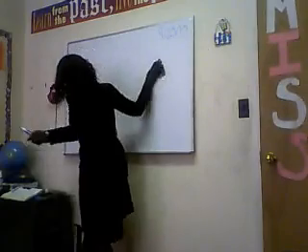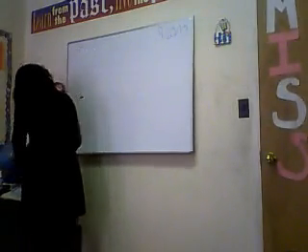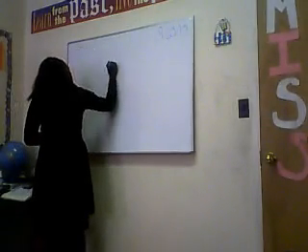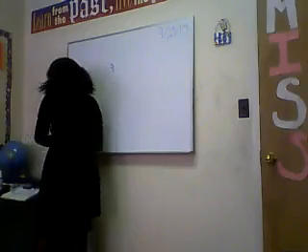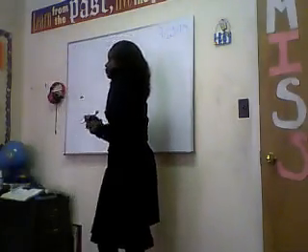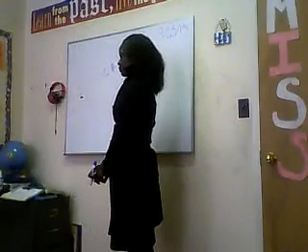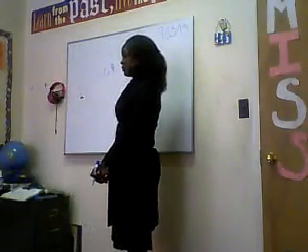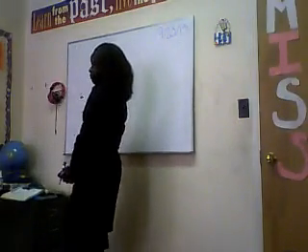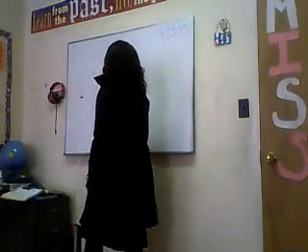Desmond? We're going to go back over it again. It's going to solve the problem again. 9 times 6 is 54. 54 plus 8 is 62 over 9.